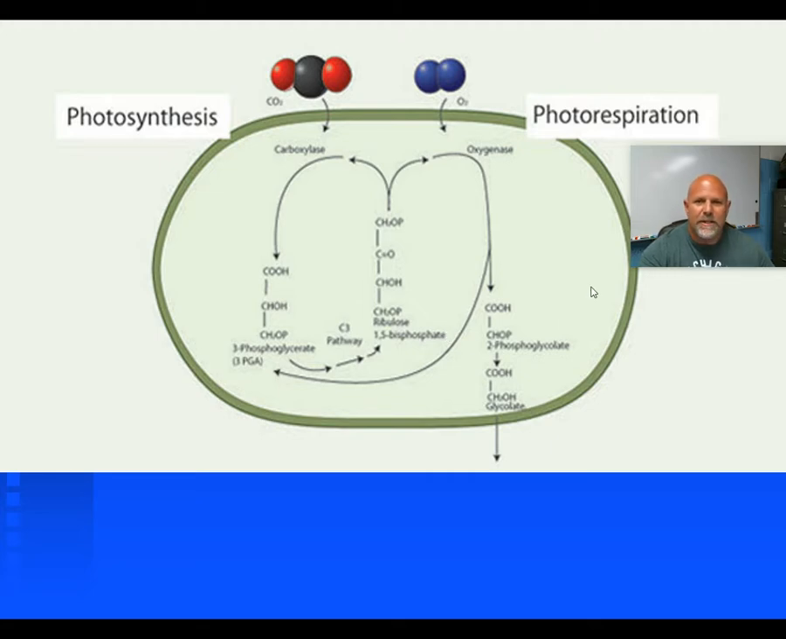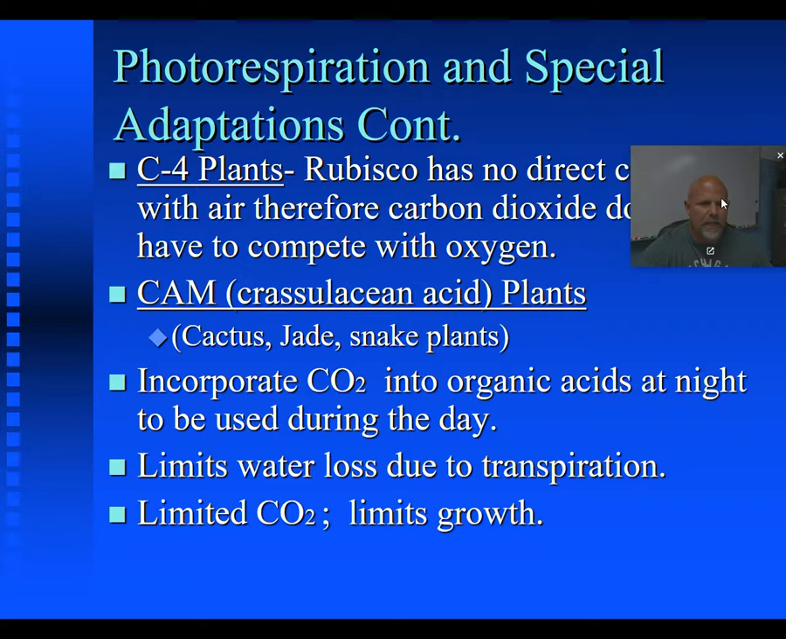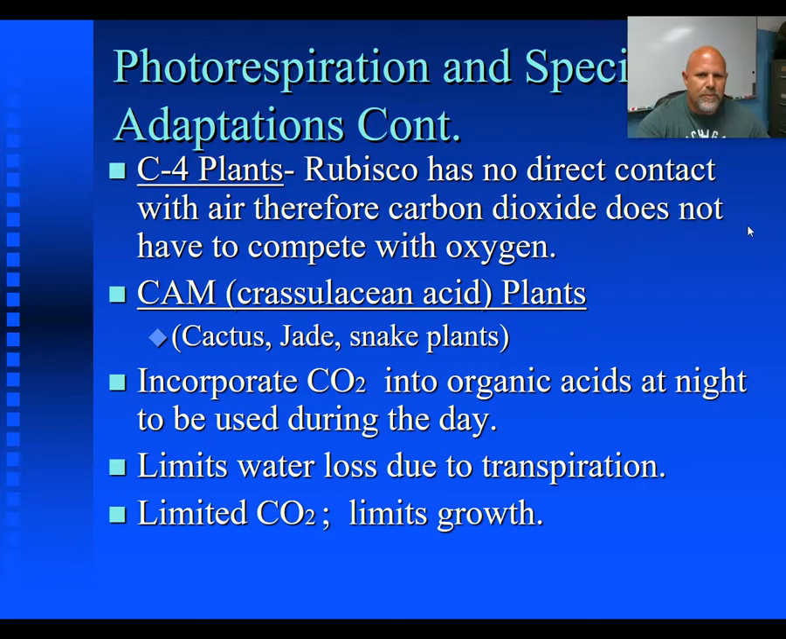So some plants have developed special adaptations to deal with that process. Two plant types that are good at dealing with that are C4 plants and CAM plants. C4 plants specifically deal with it in one way, and CAM plants deal with it in another. We're going to talk about how these two different types of plants deal with the same problem.